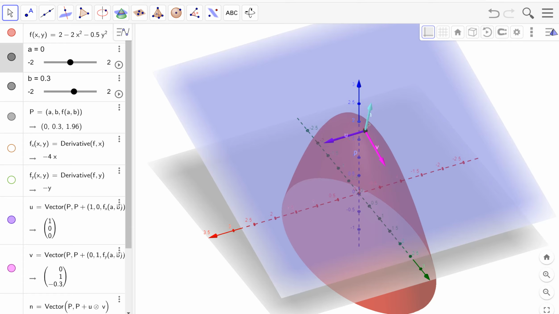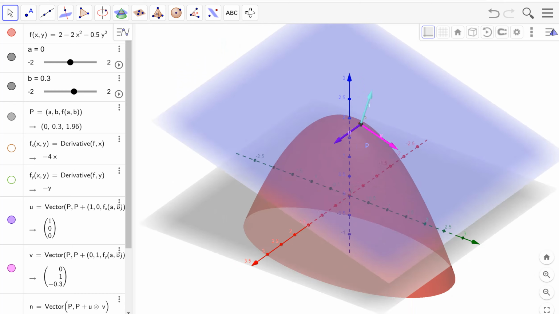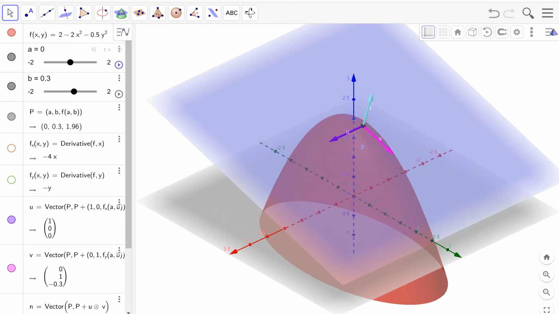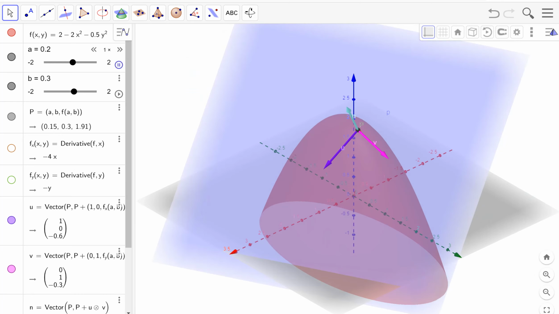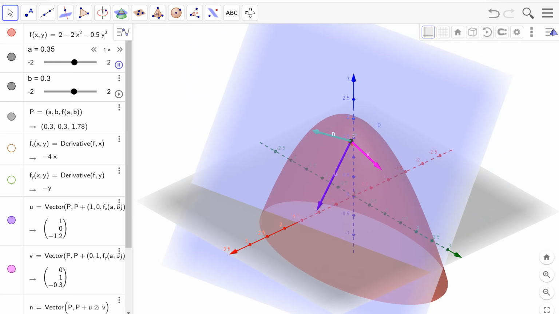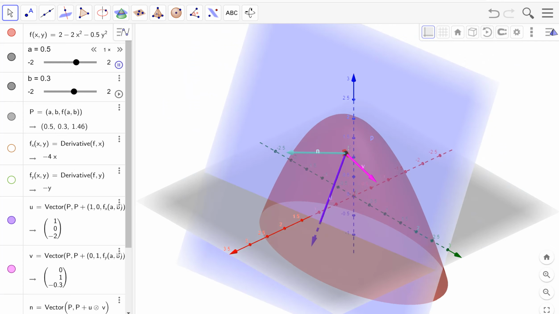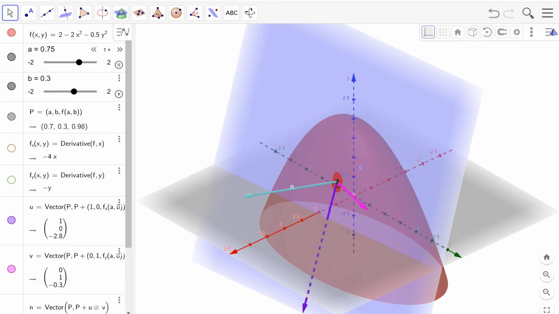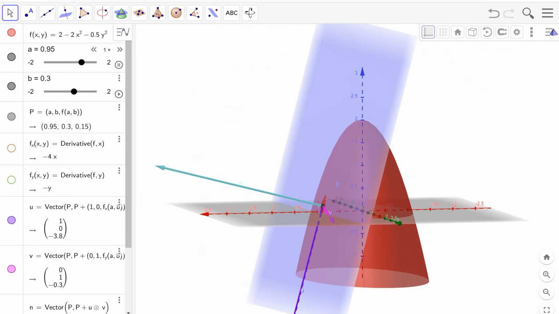And then you can see this light blue is the normal vector, okay, when we compute the cross product of it. And then that will give us a tangent plane. So this purple plane is the tangent plane. Okay, so can you imagine? So we can also let the point A move. You can see how it changes.